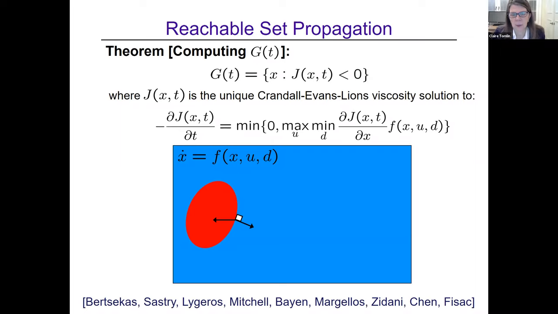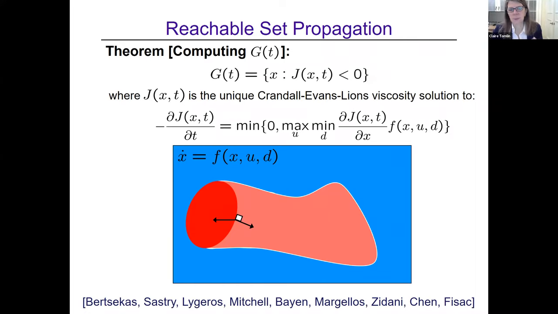And to solve it, one needs to solve this PDE through space and time. So it's akin to a dynamic programming argument. On the left-hand side, we're describing how that function is changing over time. On the right-hand side, we've got its change over space. So this is the gradient of J, the inner product between the gradient of J and the dynamics of the system itself. And this max over U, min over D, that's actually the optimal control for the worst disturbance. This min with zero ensures that once a state has been labeled as unsafe, it cannot go safe at a future time. So it's like we start on the boundary of the set and we basically solve this PDE backwards from the boundary of the set over the whole state space, capturing that level set.